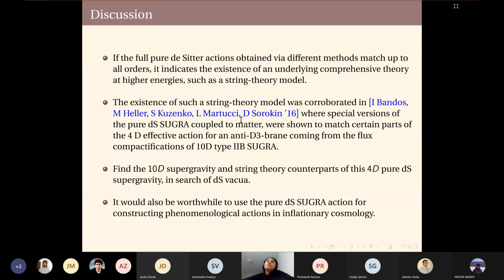So yeah, once we finish the whole construction and analysis and comparison of these 4-dimensional actions, I'd be interested in uplifting it to 10 dimensions and also trying to find the string theory counterparts. And another thing that can be done is to find inflationary cosmology models using these pure dS supergravity actions, because that field is quite active these days, and it seems to be giving some interesting results. Yeah, that's all I have. Thanks.